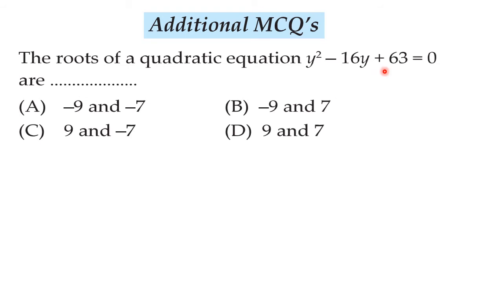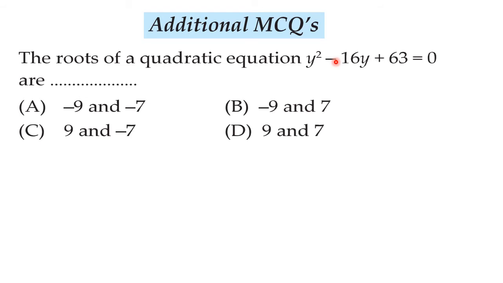If the last term is negative, then you are getting opposite signs. But since the last term is positive here, we are not going to get opposite signs. The signs are going to be the same, that means either plus or minus. Now how to decide whether plus or minus? You have to observe the middle term.